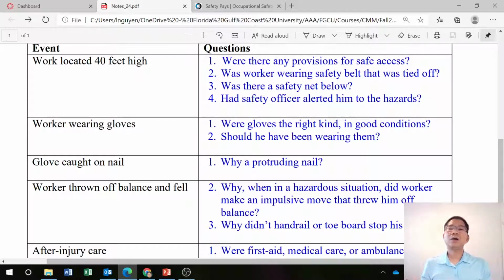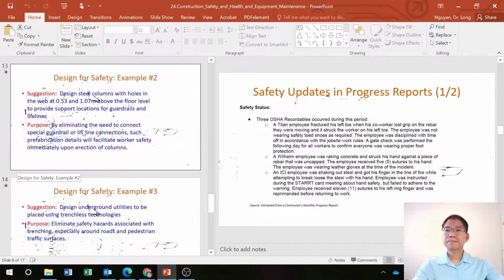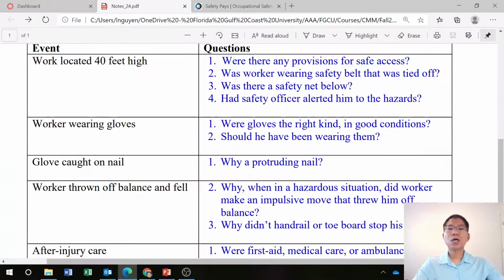And go back to our design for safety. If we question, we can have other questions. You can see in the design for safety that you had earlier: design components to facilitate prefabrication. Can we do that in this case, so that we reduce the exposure to falls or being struck by falling objects? So instead of having multiple components worked on at 40 feet height, we can fabricate on the ground and lift up, or fabricate in the factory and transport to the site and erect. That reduces the number of workers involved and can reduce the safety risk.